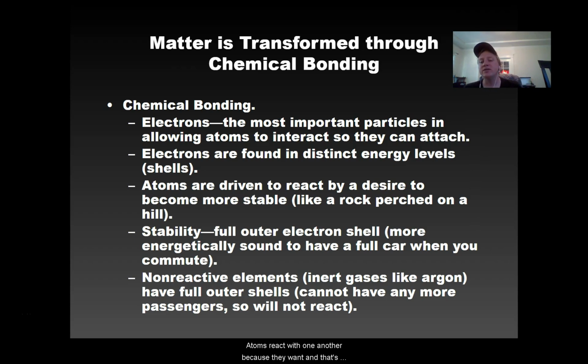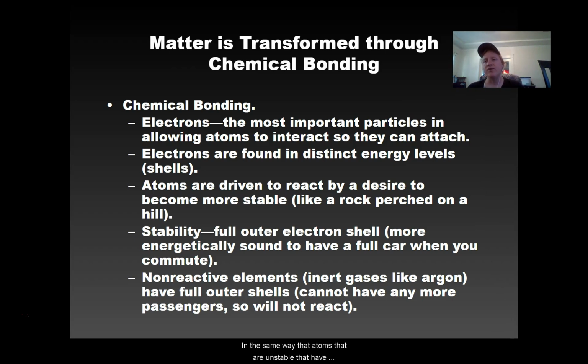Atoms react with one another because they want, and that's in air quotes again, they desire, in air quotes, to become more stable. They want to be as stable as possible. Okay? And the reason for that is just kind of because unstable things don't last in nature. Let's say you were to go outside and take a stick and balance it so that it was just standing perfectly still, it's not going to stay that way. That's an unstable configuration.